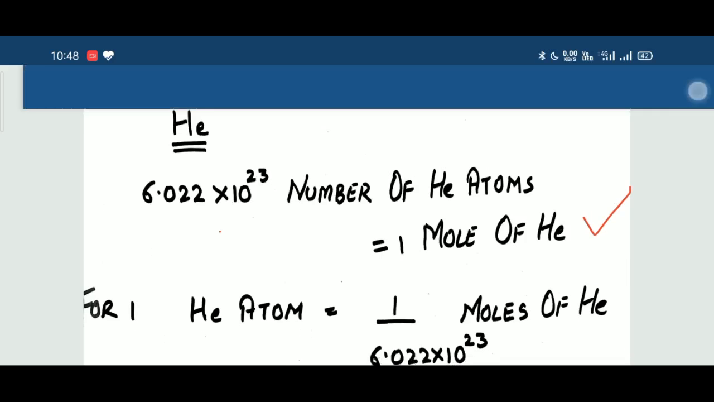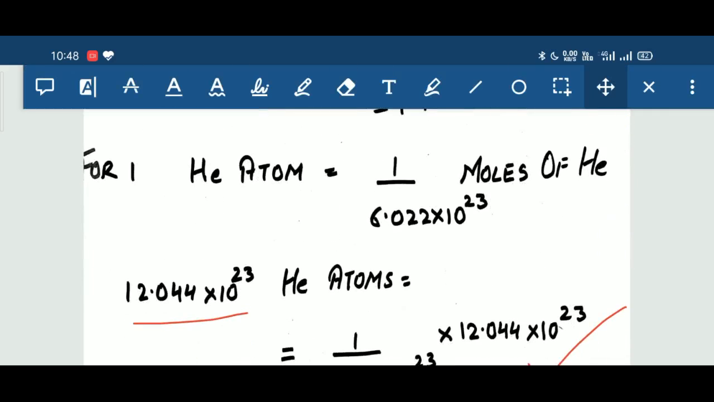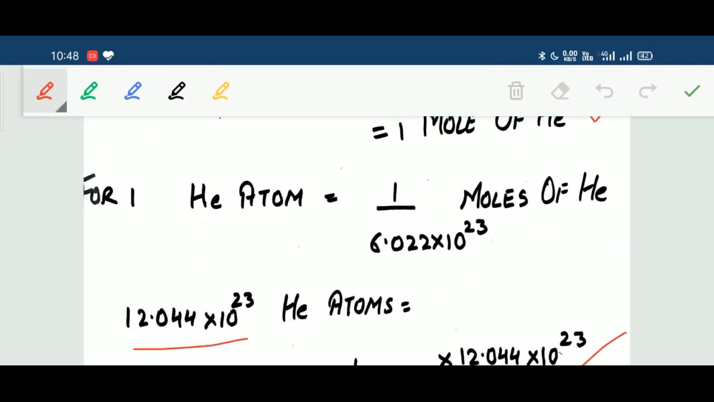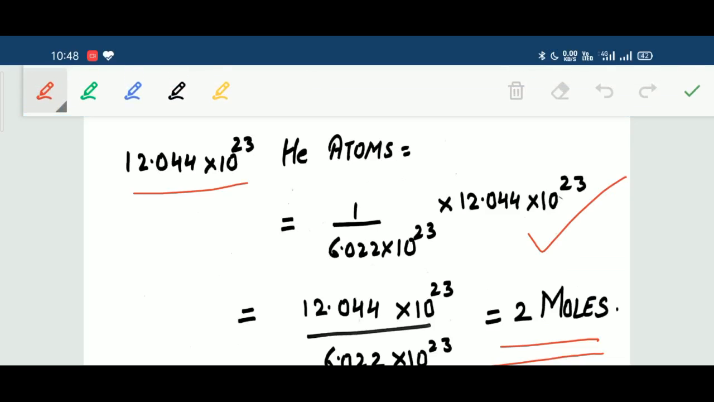Now, for 12.044 into 10 raised to 23 helium atoms, we first have to find the number of moles for 1 helium atom, which comes out to be equal to 1 upon 6.022 into 10 raised to 23. Therefore, for 12.044 into 10 raised to 23 helium atoms, we will multiply this term with 12.044 into 10 raised to 23 and we will be getting the number of moles that is equal to 2 moles.